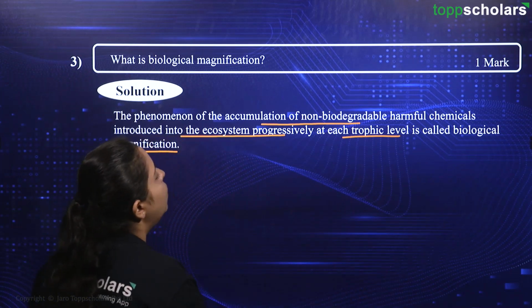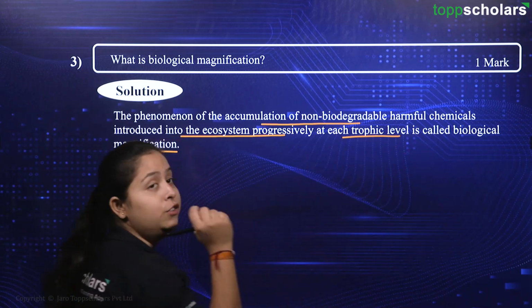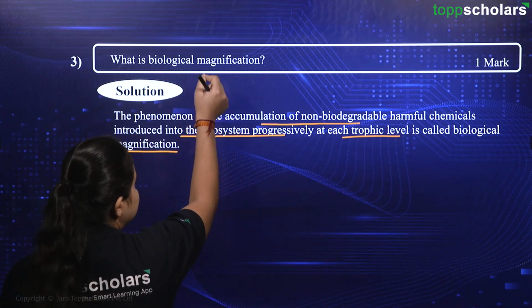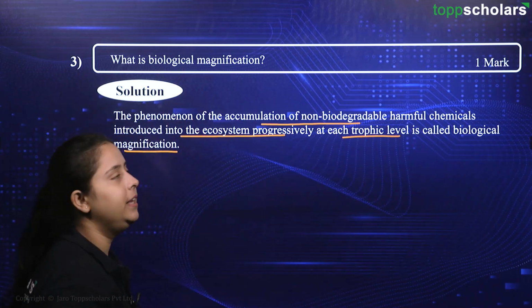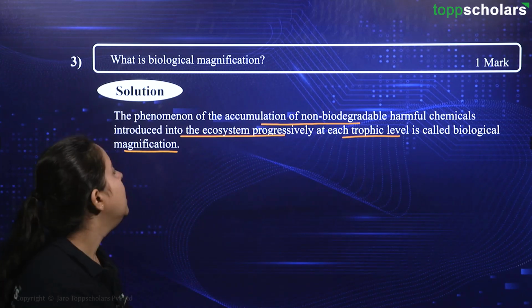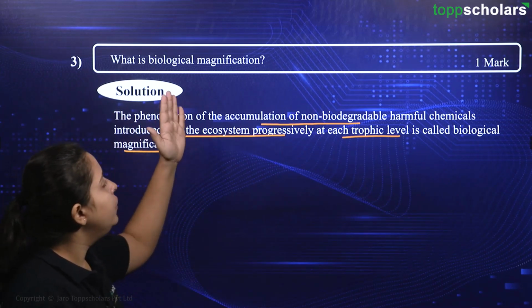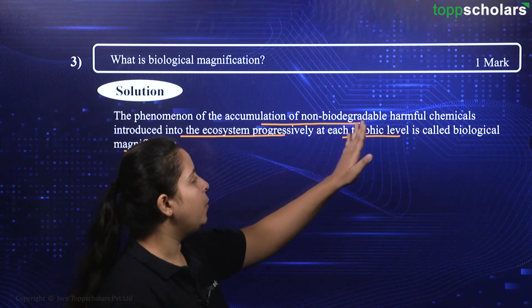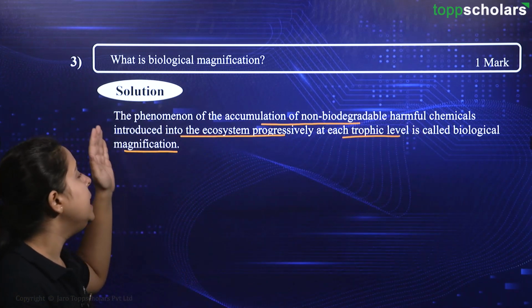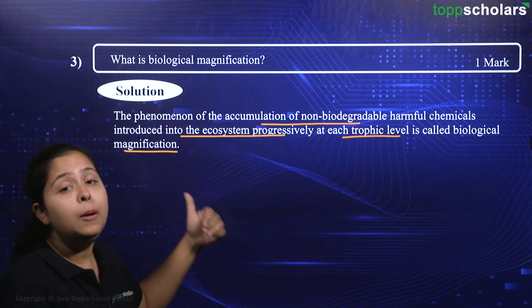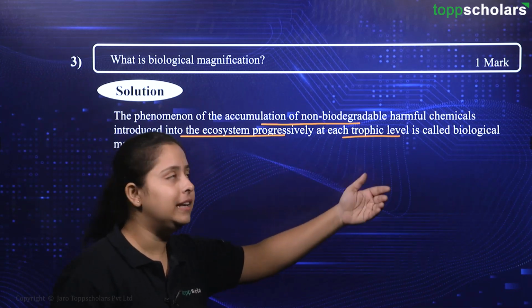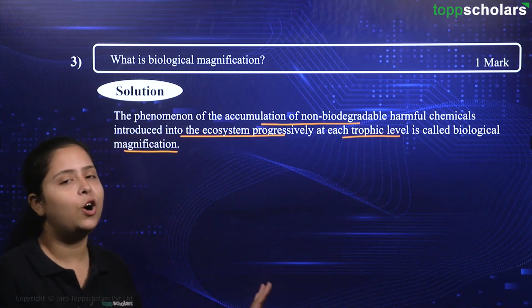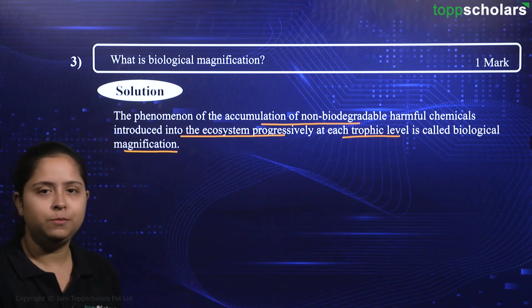Okay. So these are the set of words that you should be using to answer this biological magnification, and then you will be good to go for your 1 mark. Again, we will repeat: the phenomenon of the accumulation of non-biodegradable harmful chemicals introduced into the ecosystem progressively, that means increasing at each trophic level, is called biological magnification. Alright.